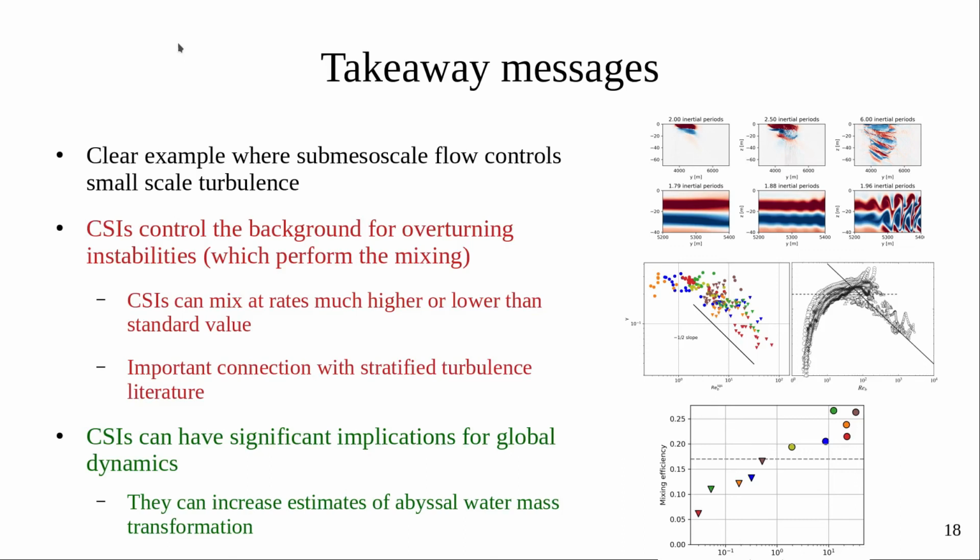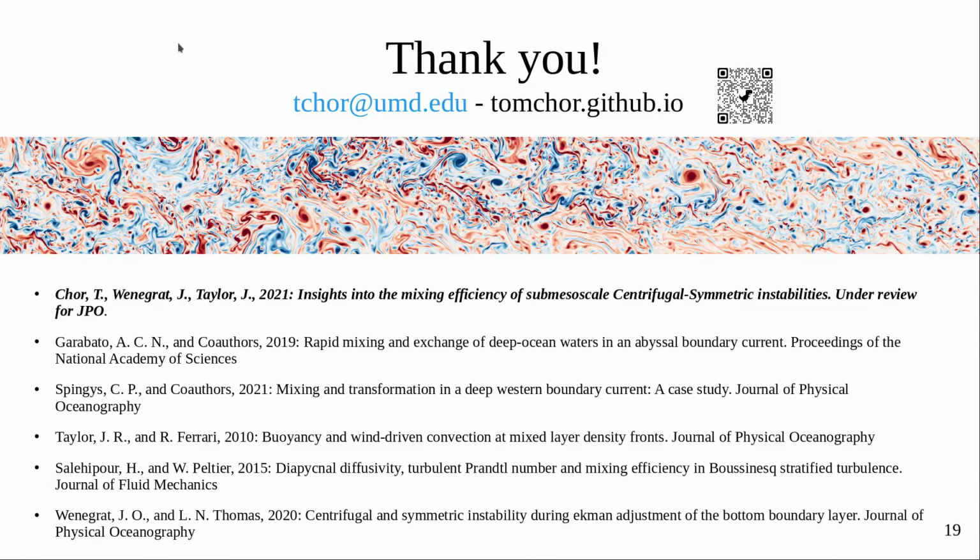Lastly, CSIs can have significant implications for global dynamics. We just showed here that CSIs can indeed mix a lot more than what one would think based on the canonical value of mixing efficiency. If you look at the Spinge's paper, they did see that, so this is in line with that result, qualitatively at least. And that specific location is a very important location for ocean dynamics because it's the start of the Antarctic bottom water. It could modify global ocean dynamics in non-trivial ways if there's mixing there that we're not taking into account. And I'll leave you with that. Thank you very much.